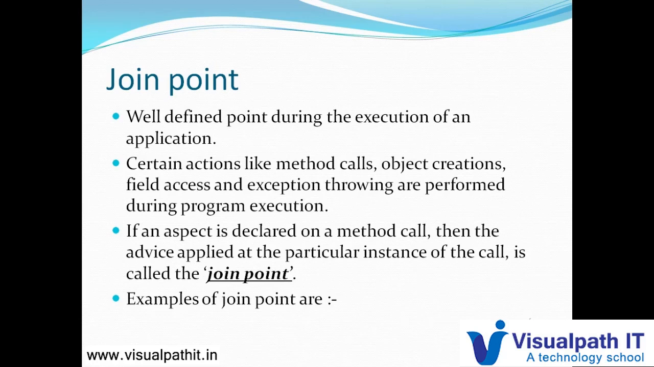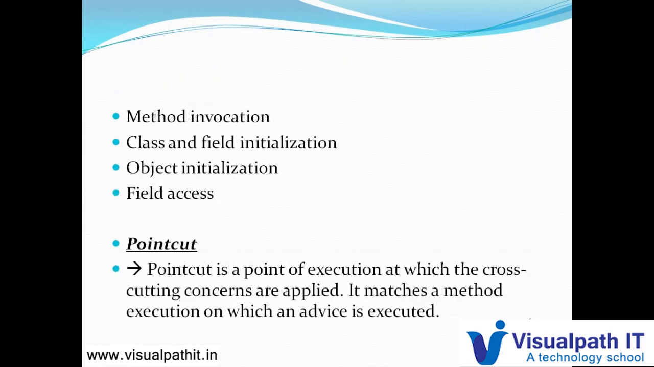So if an aspect is declared on a method call, then the advice applied at that particular instance of the call is called the join point. At that particular point during the execution, whatever we apply. Examples are during the method invocation, during the class and field initialization, object initialization and field access.